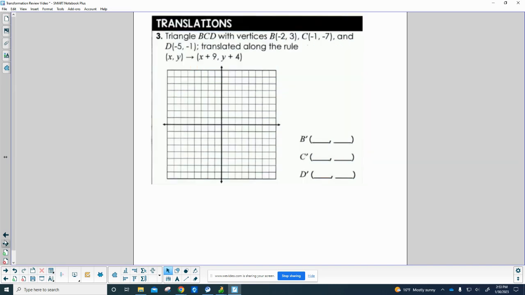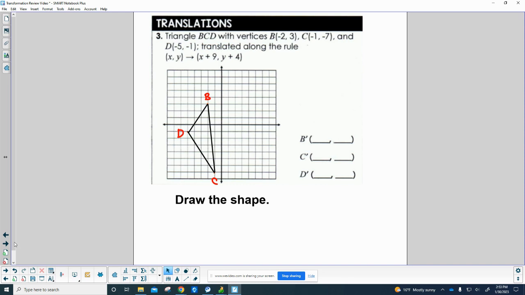All right, this next one, we've got a triangle with these three corners, and we're going to translate it along with the rule x plus 9, y plus 4. So let's start by drawing the initial shape. As you can see, we've got (negative 2, 3) right here, (negative 1, negative 7) down here, and (negative 5, negative 1) back here.